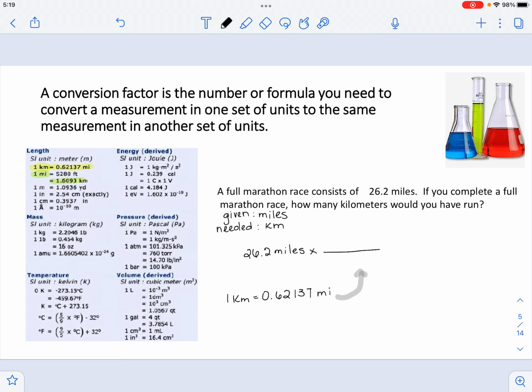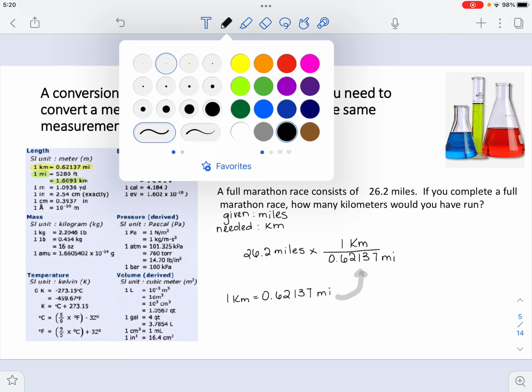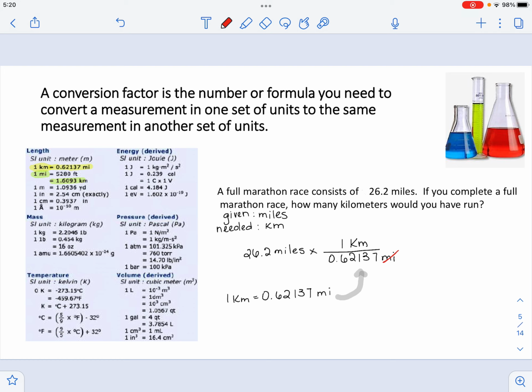And the way that I do that is that I'm going to put in the bottom of the fraction the unit that matches the unit given. So in the bottom of this fraction, I will write 0.62137 miles. And on the top, I'm going to put what it equals to, 1 kilometer. The units of miles will cancel.